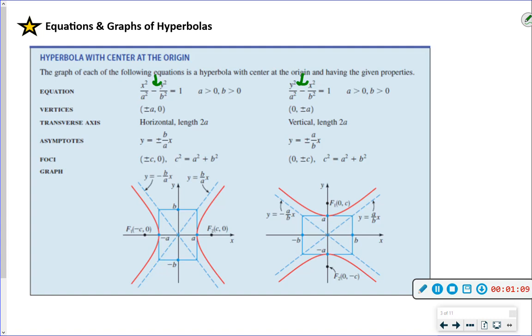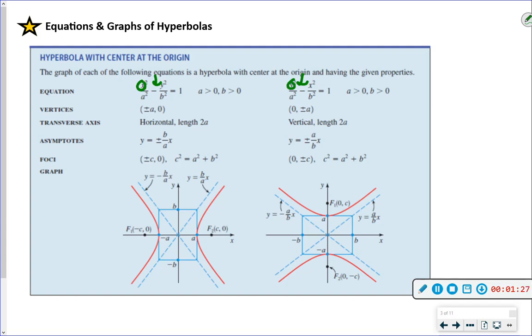For hyperbolas, it matters which variable comes first. And to me, this is kind of common sense. If x comes first, it opens left and right, or horizontally. If y comes first, it opens vertically, up and down. So make sure you are super conscientious looking at that first variable.